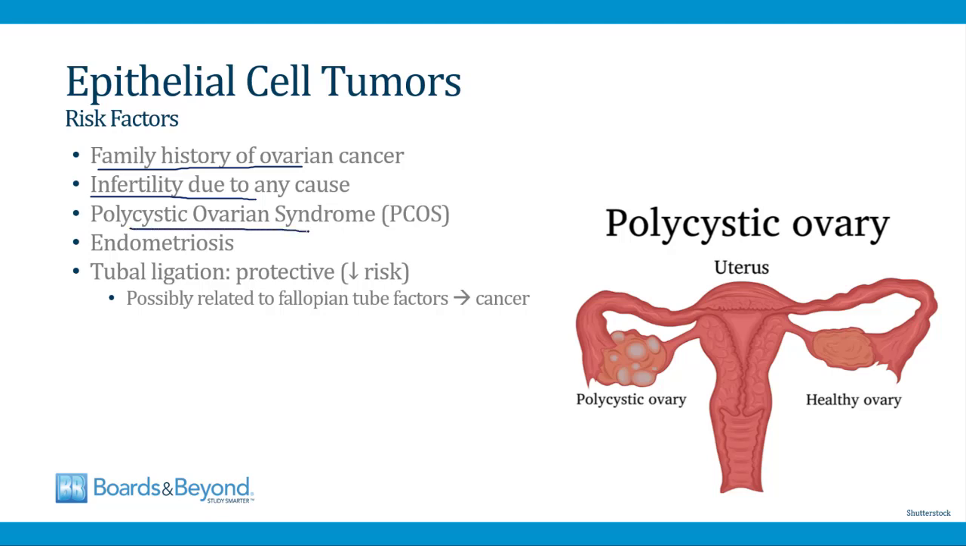In polycystic ovarian syndrome, women have multiple cysts within their ovary, and you can just imagine how this disrupts the epithelial cell lining to have all these cysts, and that raises the risk of epithelial cell cancer. And then women who have endometriosis also have a higher risk of epithelial cell cancer.